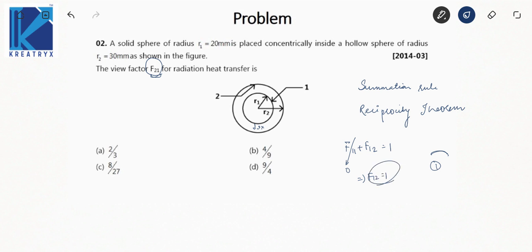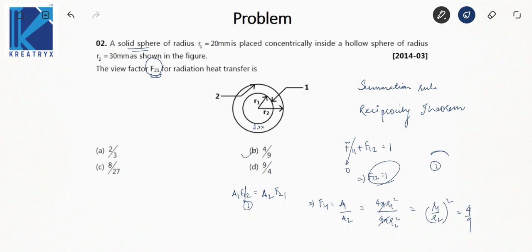Now we have to find f21. So the reciprocity theorem is a1 f12 is equal to a2 f21. f12 is 1. That implies f21 is equal to a1 by a2. a1 is 4 pi r1 square, a2 is 4 pi r2 square, the surface area of a solid sphere, you know that. That becomes (r1 by r2) whole square. Put the values, you'll get the answer as 4 by 9. So the option is B.